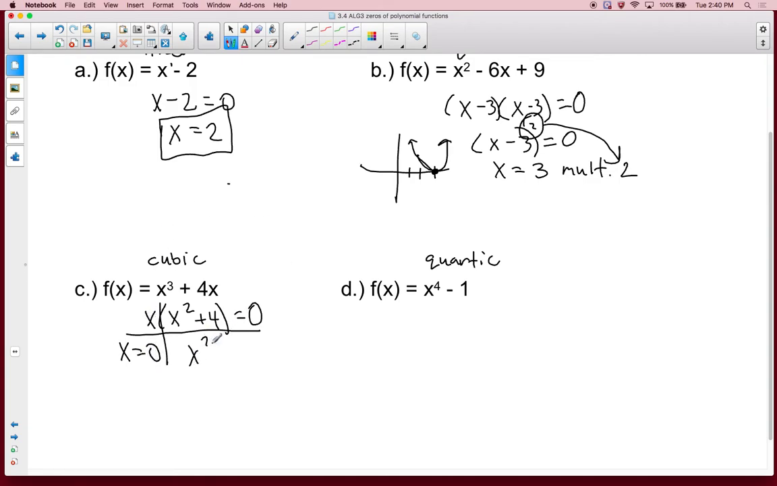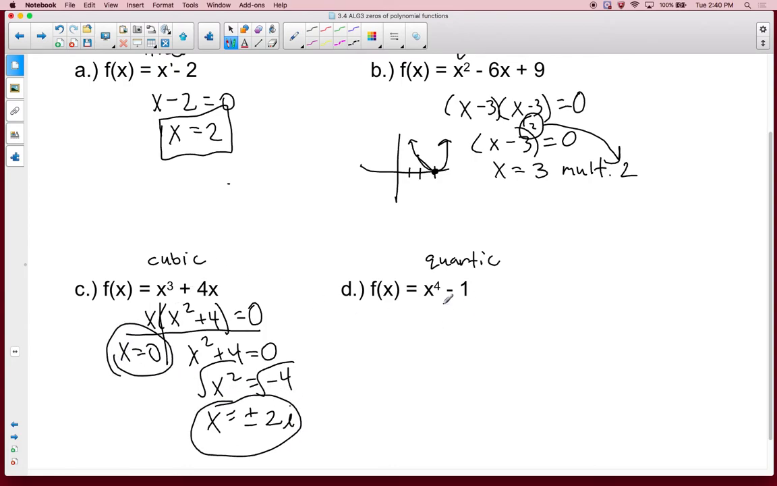Then we'll take x squared plus 4 and set that equal to 0. We get x squared equals -4. Take the square root of both sides and we get plus and minus. The square root of 4 is 2. The square root of a negative number is i. So that is 2 answers, and then our third answer is x equals 0.